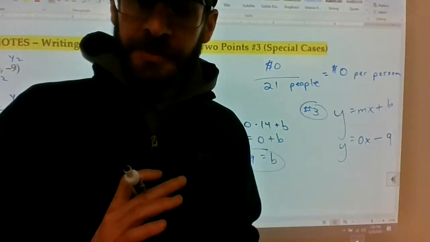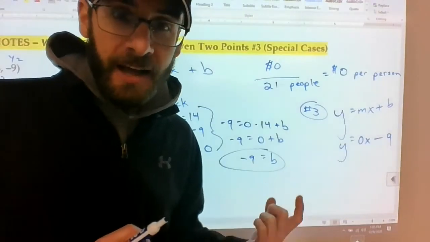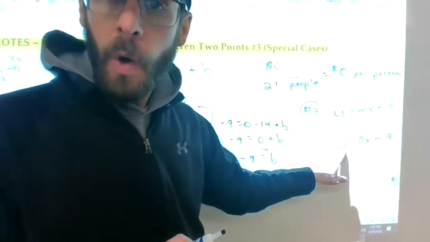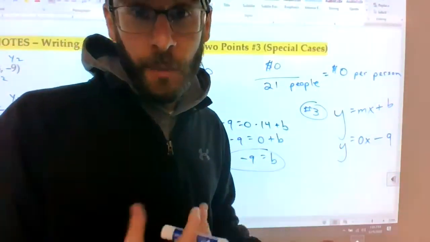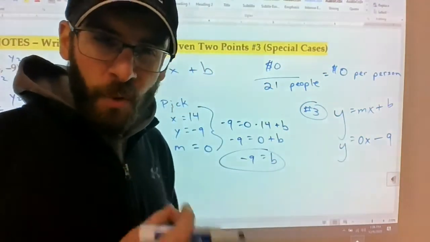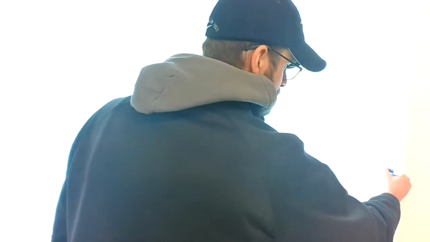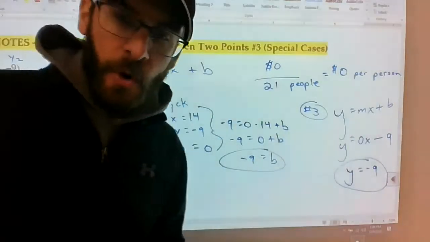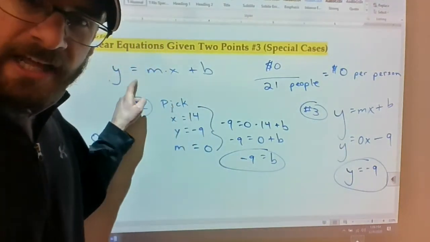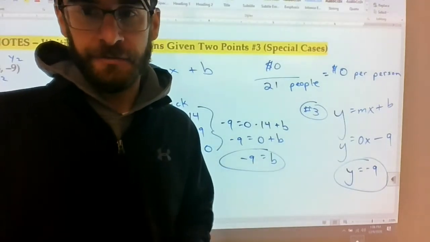Instead of the b, I'm putting a -9. So this is one way to express your final answer. However, think about this. 0 times anything is 0, okay? So this is the same thing as y equals 0 minus 9. And what's 0 minus 9? It's -9. So the more recommended way that people read something like this is they would just say it's y equals -9 because the 0x zeroes it out. So this is kind of a special case because it doesn't necessarily look like this pattern when you simplify things out. Y equals -9 would be our final answer for this one.